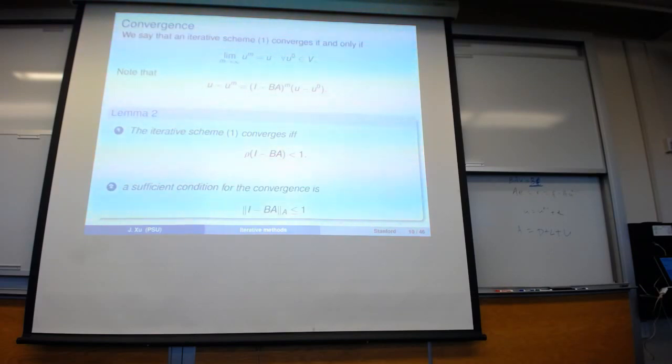One practical sufficient condition is that some kind of norm is bounded. Oh, this is not right. It should be less than one. The spectral radius, this is an A norm. I'm going to come back to tell you what this means, but A is symmetric positive definite. This is something I need to emphasize.